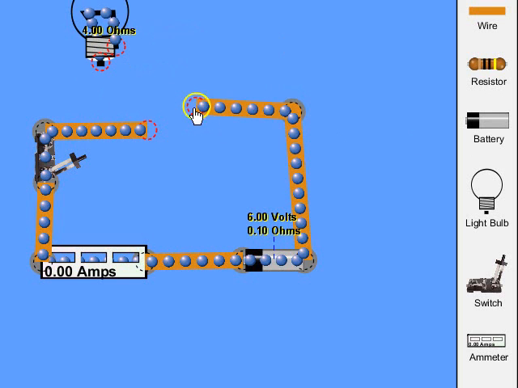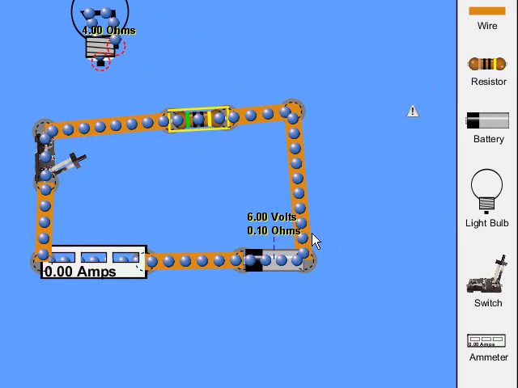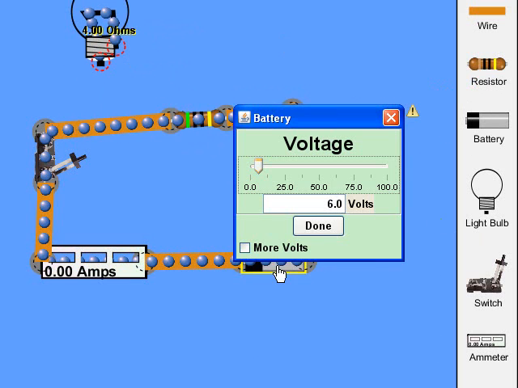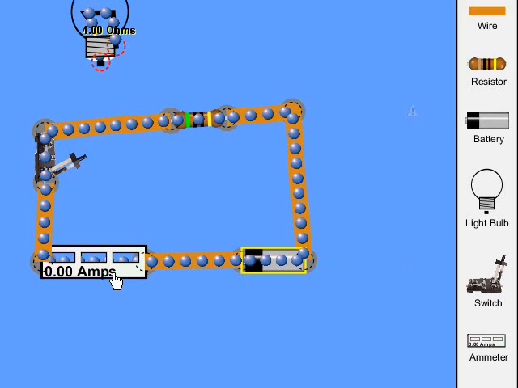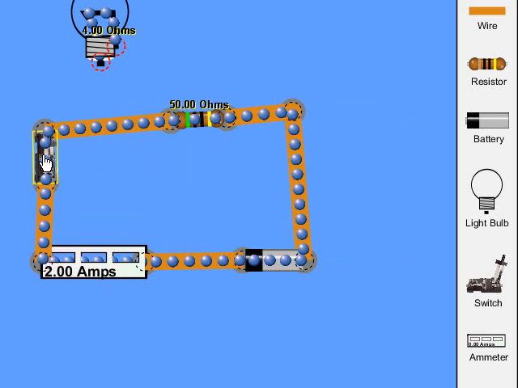Okay, now the resistor. So I'm going to put a resistor in here. There we go. Okay, and it says in there that it's a 50 ohm resistor. And the battery is now supposed to be 100 volts. That's quite a battery. And show the value here. There we go, 50 ohms, close it.